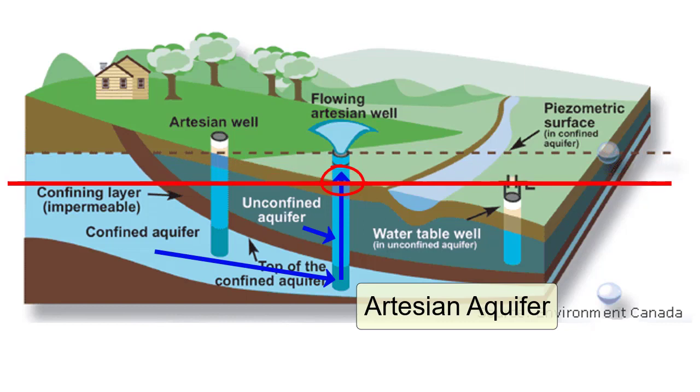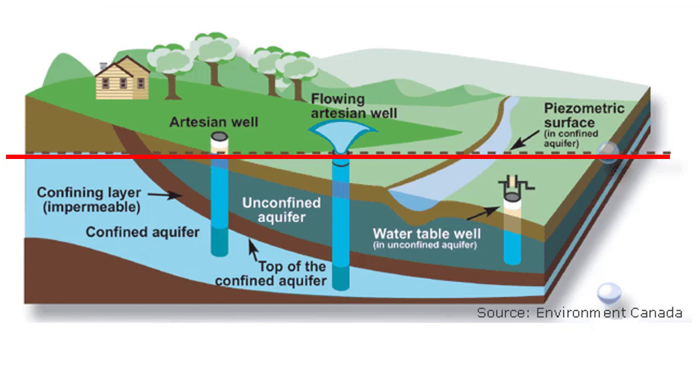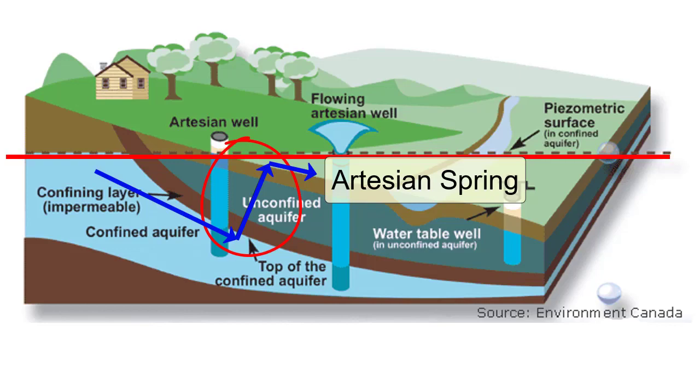What's making the water flow? The hydraulic head. The pressure over here on the left at the water table is higher than the pressure over here at the surface. That higher pressure pushes the water up the well and out onto the surface. If no wells were drilled here, but there was a natural crack in the rock above the confined aquifer, that crack would become a natural exit with flowing water, and we'd call it an artesian spring.